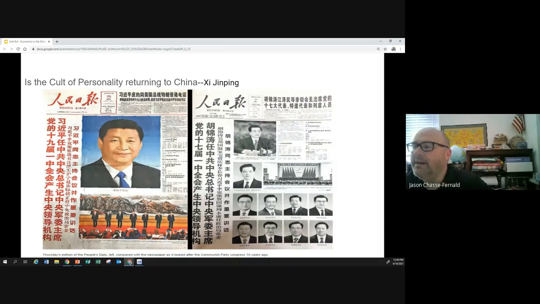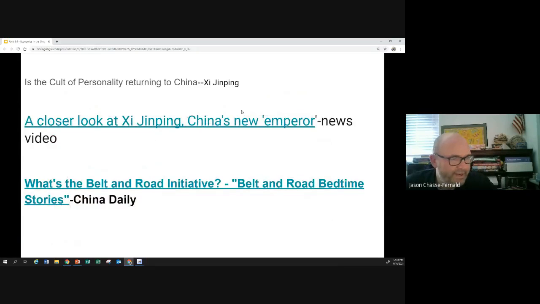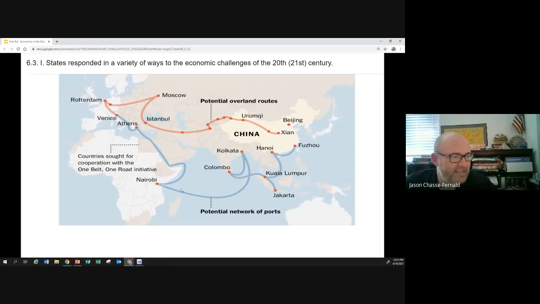But what you can say is that the way Xi Jinping is portrayed in state media is different from his predecessors. You could also make an argument that he has made himself president for life. Unlike the predecessors from Deng Xiaoping until him, who run a couple of terms and then step down, he's going to be in power for the foreseeable future. There are some interesting videos on this. But real quick, let's talk about Belt and Road.